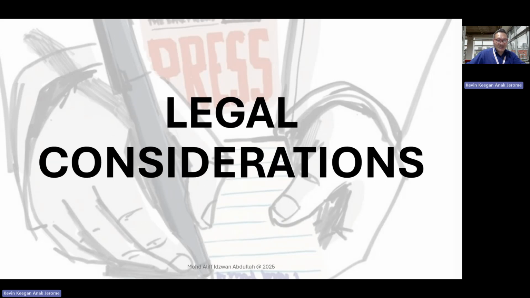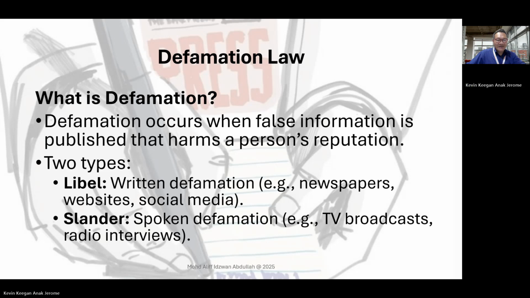Legal considerations. Defamation. Defamation occurs when false information is published that harms a person's reputation. There are two types. One is libel, written defamation, for example in a newspaper, website, or social media. Slander is spoken defamation, for example TV broadcasting or radio interviews. Libel and also slander.